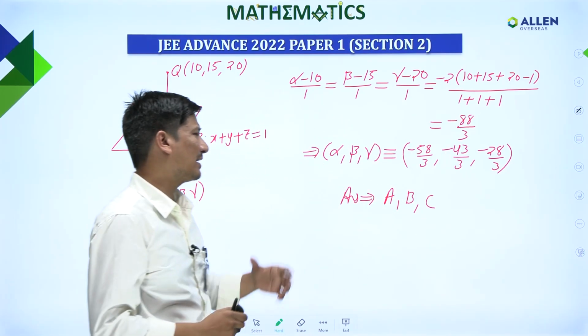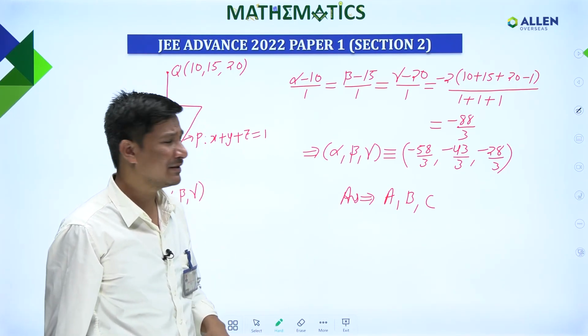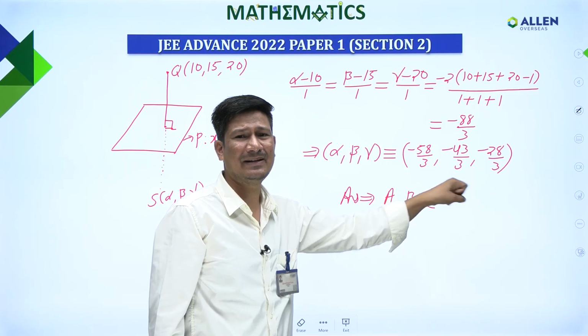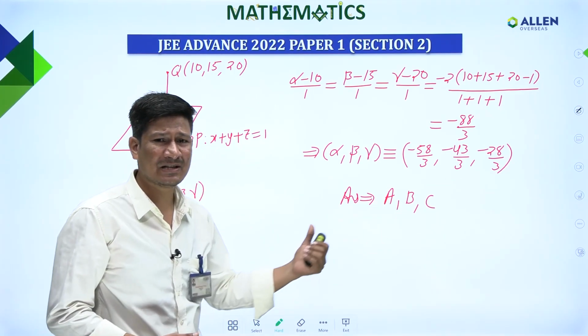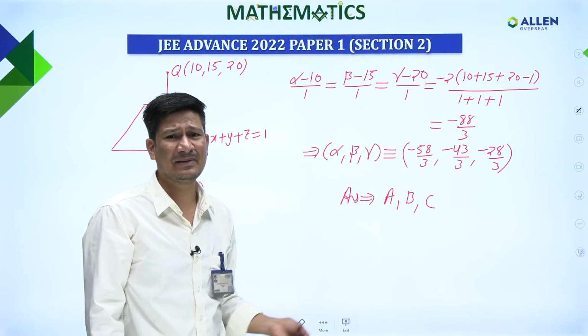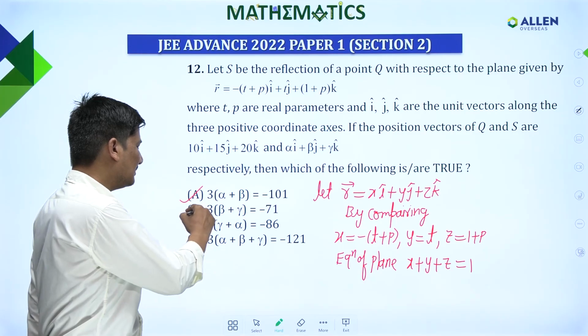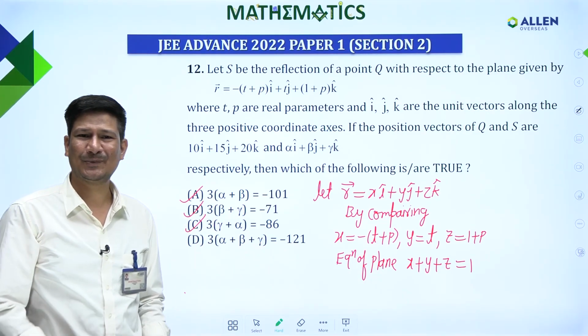Now guys, from it you can calculate the point alpha, beta, gamma. Its coordinates come out to be minus 58 by 3, minus 43 by 3 and minus 28 by 3. After that, accordingly you can check the options. What is the value of alpha plus beta, beta plus gamma, alpha plus beta plus gamma? Depending on that, you will come to know options A, B, C come out to be the correct ones for that particular question. Hope everybody understood.